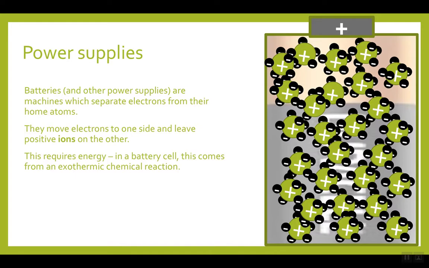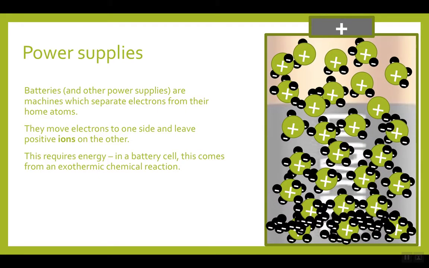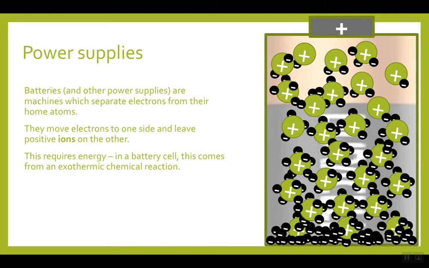The power supplies are machines which separate electrons from their atoms. So they put the electrons on one side, leave the positive ions on the other. It requires some energy. Okay, and if you're doing it in a battery, that energy comes from a chemical reaction that releases energy. A chemical reaction that releases energy is known as an exothermic one. So what we're doing is we're separating out those negative electrons, and what's being left behind has got an overall positive charge.